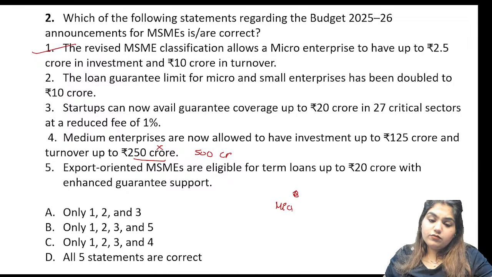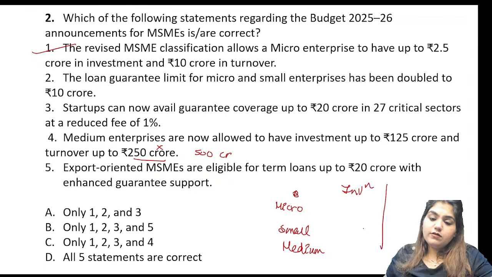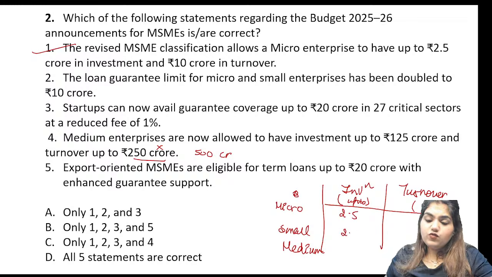Micro, small, medium. Investment, turnover, up to. Micro it is 2.5, small it is 25, medium it is 125; turnover 10, 100, 500.